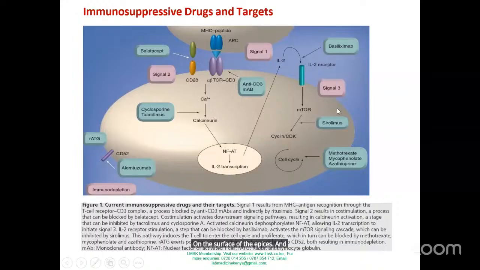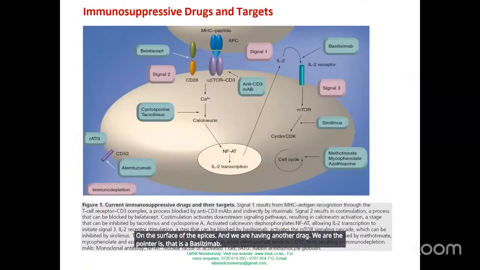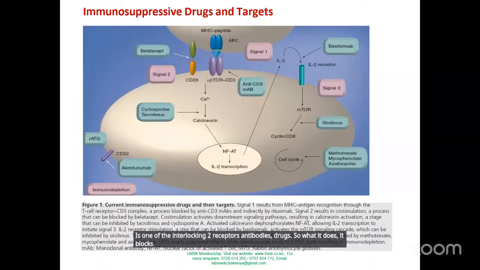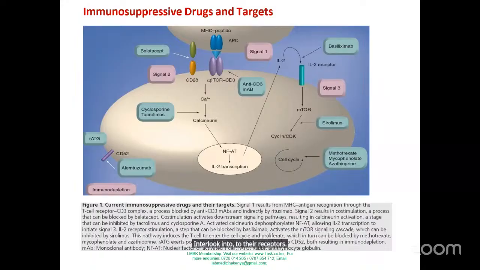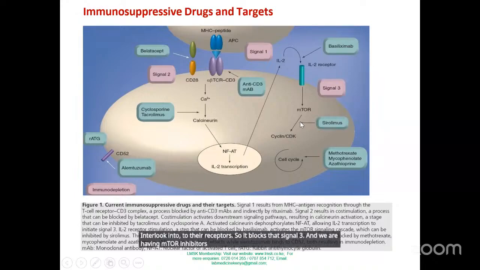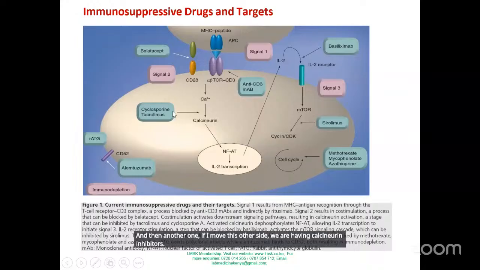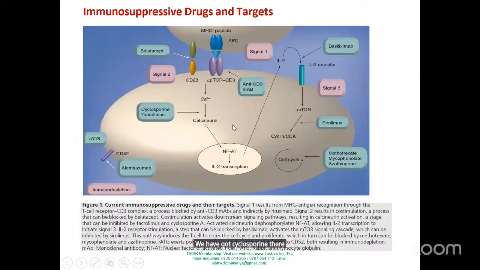And we have another drug, basiliximab, which is one of the interleukin-2 receptor antibody drugs. What it does is block the binding of interleukin-2 to its receptors. So it blocks that signal 3. And we have mTOR inhibitors, the likes of sirolimus. And then another one, if I move to the other side, we have calcineurin inhibitors. We have cyclosporin there and tacrolimus.